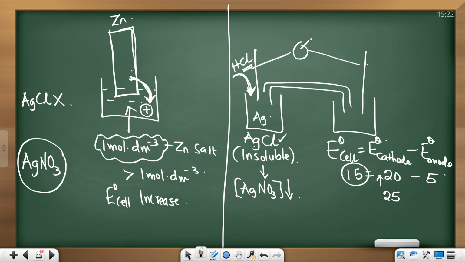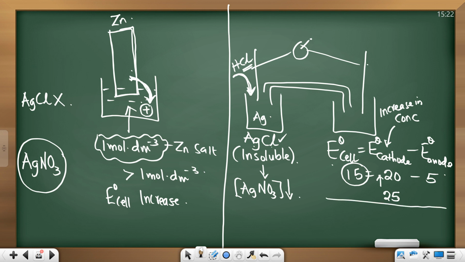Beautiful. Now, what will increase the cathode will be an increase in concentration. So if I increase the concentration of the cathode, the E value will go up. If the E value of the cathode goes up, the E cell would come down. Let's do the next one.